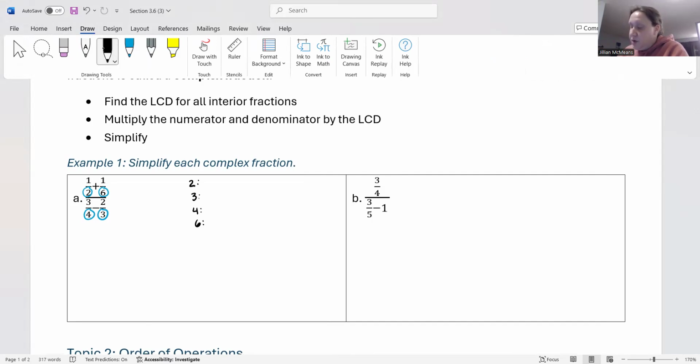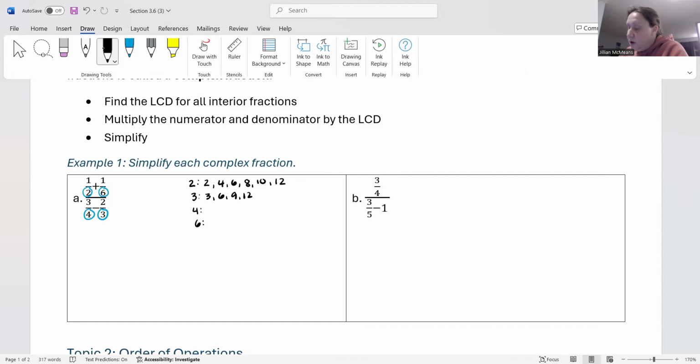So looking at 2, I want 2 times 1 is 2. 2 times 2 is 4. 2 times 3 is 6. 2 times 4 is 8. 2 times 5 is 10. And 2 times 6 is 12. I think 12 looks good, but let's just prove that it's going to work for all the other numbers. So 3 times 1 is 3. Times 2 is 6. Times 3 is 9. Times 4 is 12. So that's good.